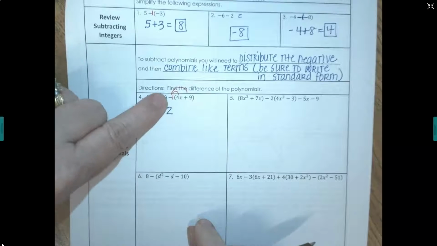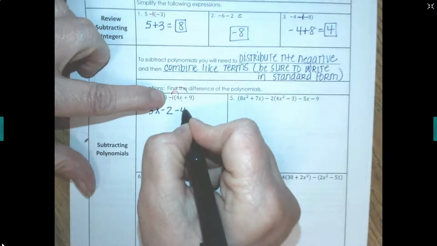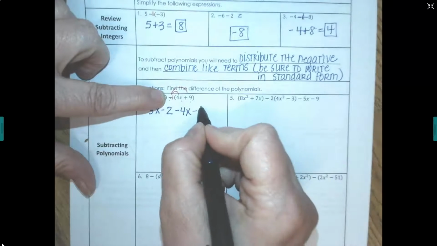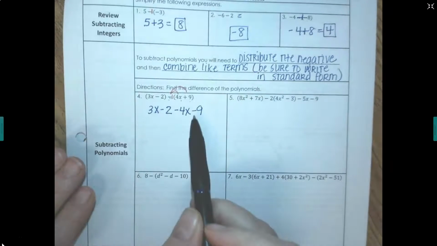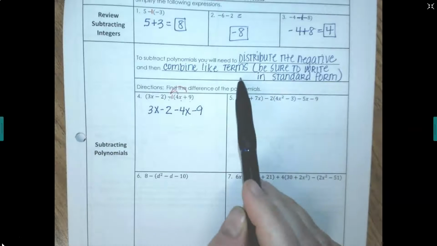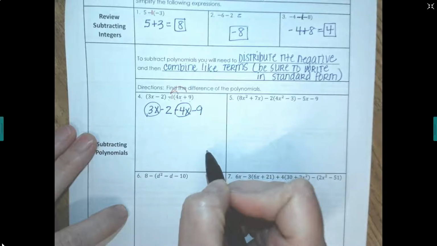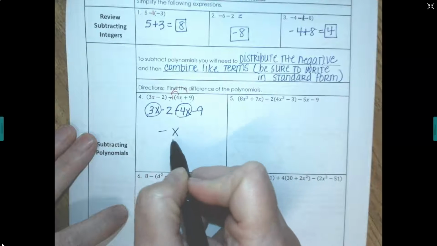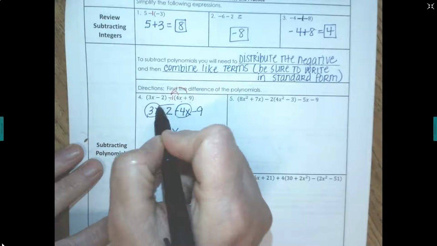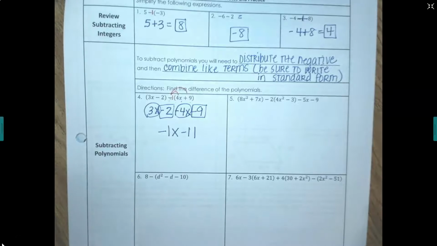Just bringing that down. Now, I have negative 1 times 4x gives me negative 4x. Then I have negative 1 times positive 9 gives me negative 9. Now I've distributed the negative sign, which is the first thing that I was saying up here that needs to happen. Now we need to combine like terms. So let's look. I've got 3x minus 4x gives me negative x. If it makes you feel better, you can stick the 1 right there, but you don't have to have it. And then I have negative 2 minus 9 for negative 11.